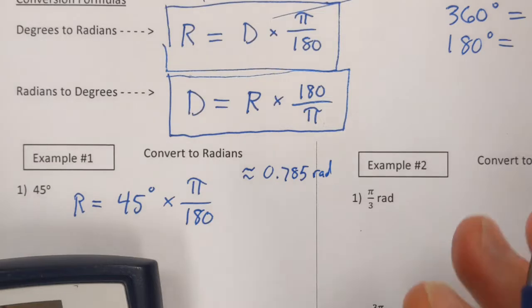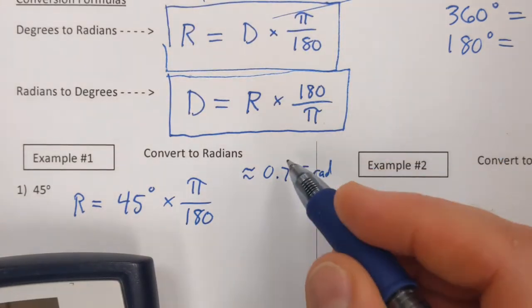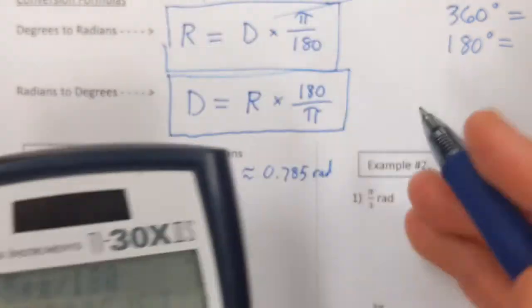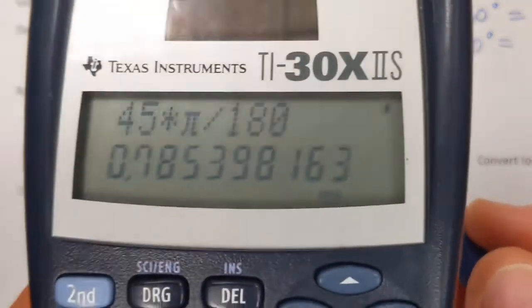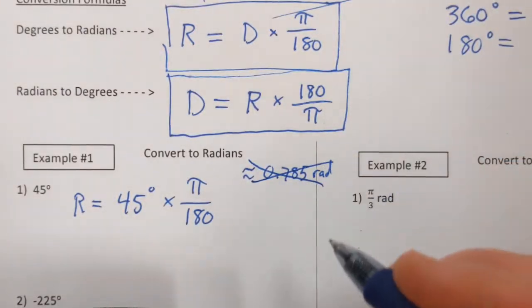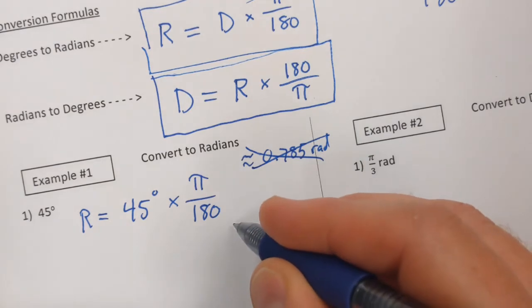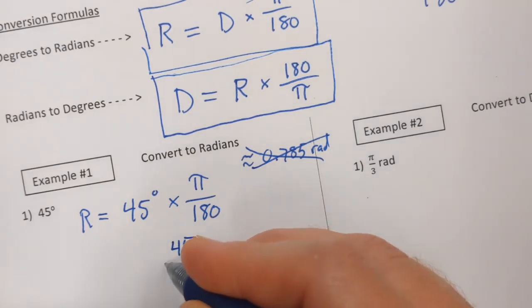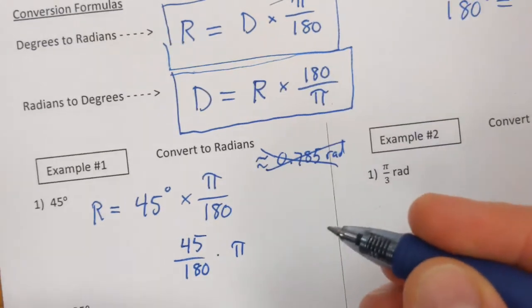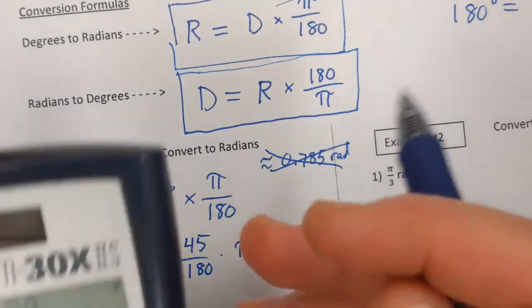And that's how we would write the answer as a decimal. However, that's not what I'm going to ask you to do today. I'm not really too worried about it because this is an irrational number, so I'm not going to try to write this as a decimal right now. We want to try to avoid these messy irrational numbers. So what we're going to do instead is write this as a fraction, 45 over 180 times pi. And then we're just simply going to reduce this fraction.